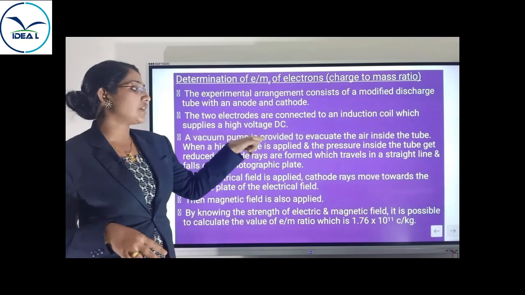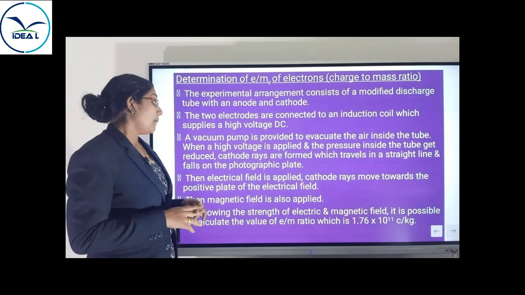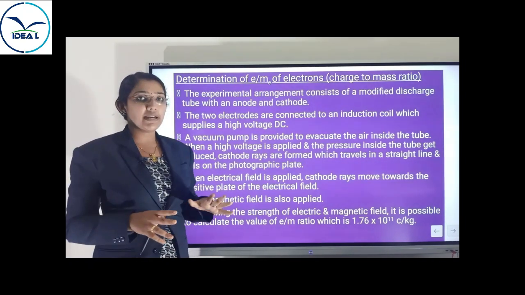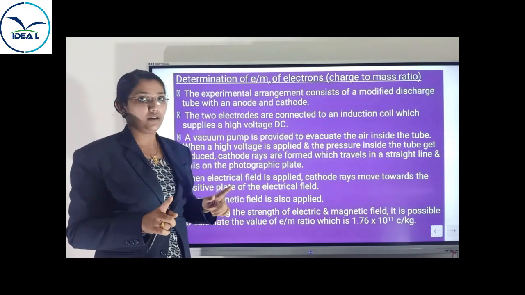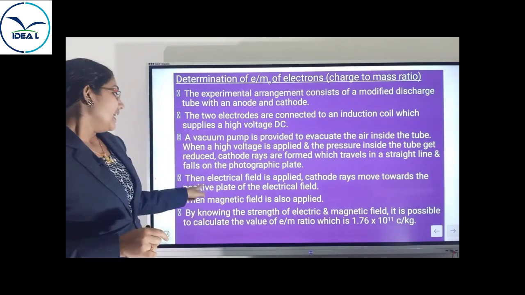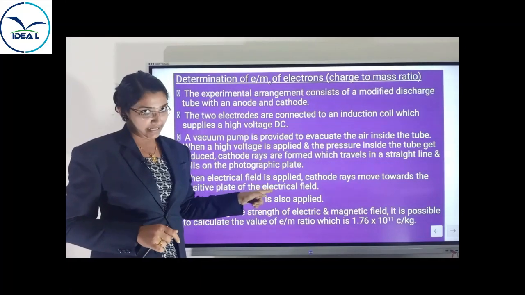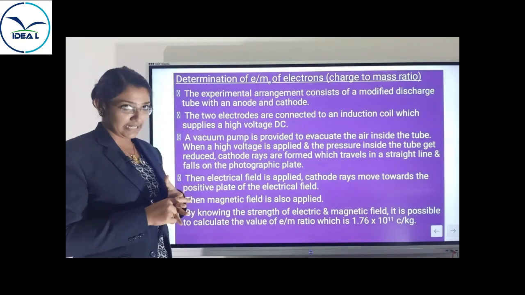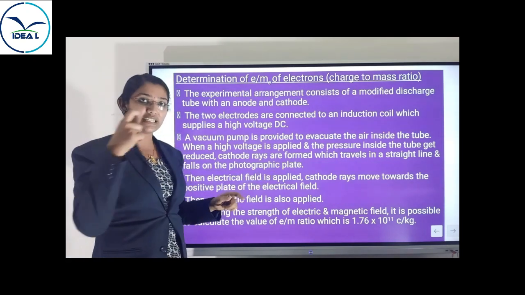Then it travels in a straight line and falls on the photographic plate. What is the purpose of the photographic plate? To detect the presence of the cathode rays, because they are invisible. Then what happens when an electric field is applied? When an electric field is applied, cathode rays move towards the positive plate of the electric field.